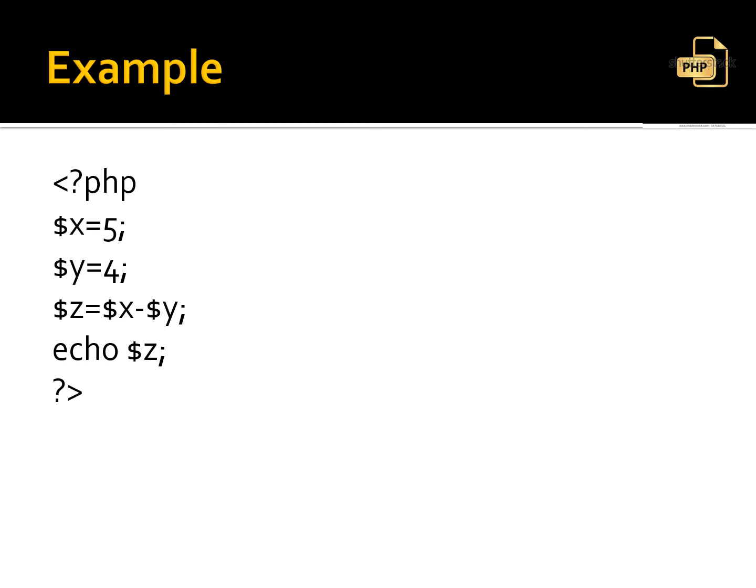So $x has the value 5 and $y has the value 4. So $z has the value 5 minus 4, that is 1. echo $z means the answer 1 will be printed. So this type of calculations can be performed.